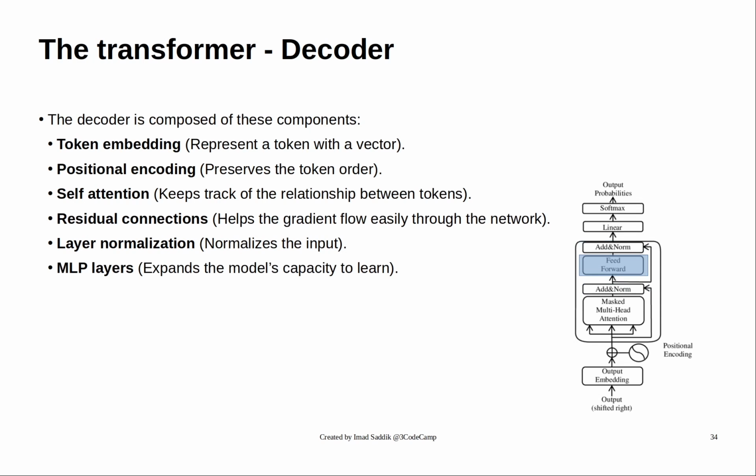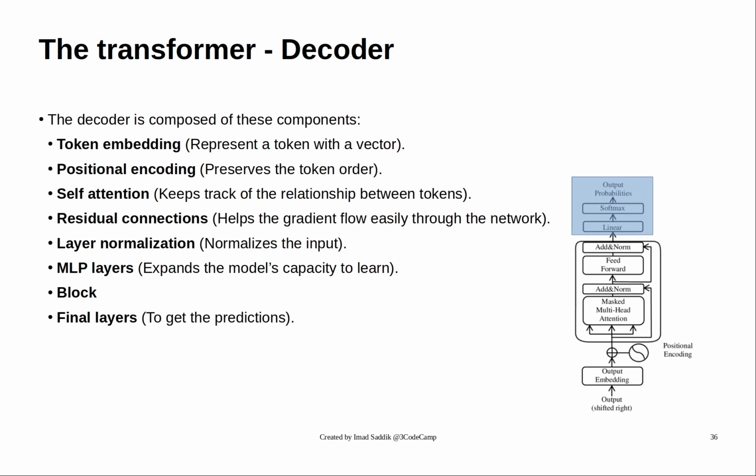Feed-forward or MLP layers are added to increase the model's ability to learn complex patterns. We can combine the self-attention mechanism, MLP layers, and layer normalization into a single unit called a block. This block acts as a building unit of the transformer model, and we can duplicate this block multiple times, allowing the model to learn more complex patterns.